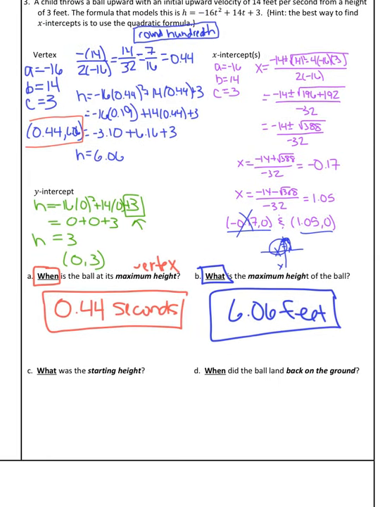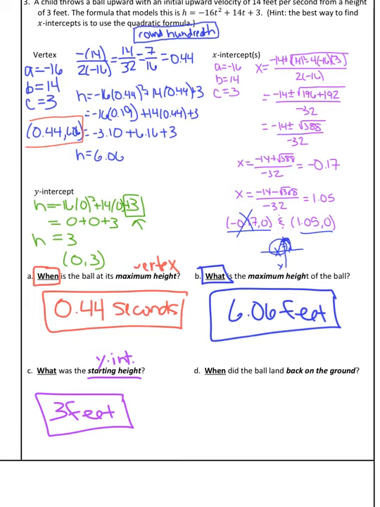What is the starting height? So this down here, the starting height, again, is always the y-intercept. The y-intercept this time was 0, 3. So that means that our starting height was 3 feet. There was a c value. So it did have a y-intercept.